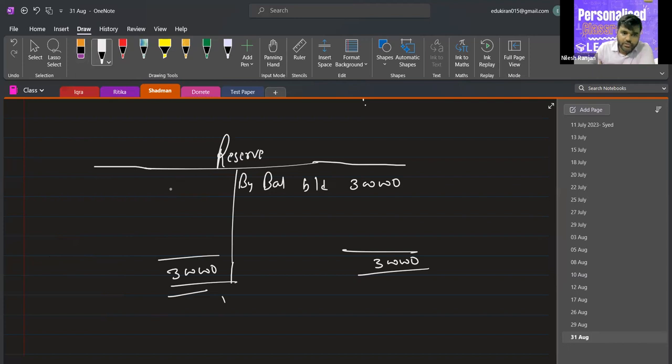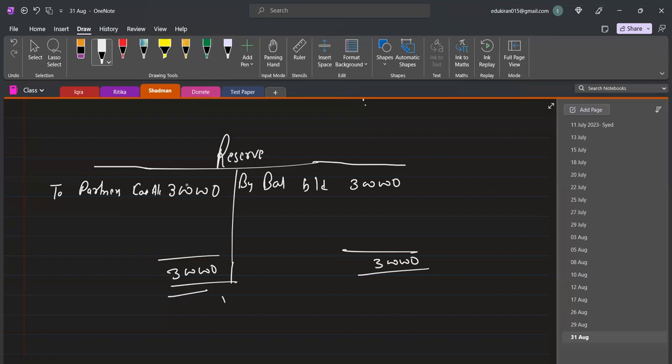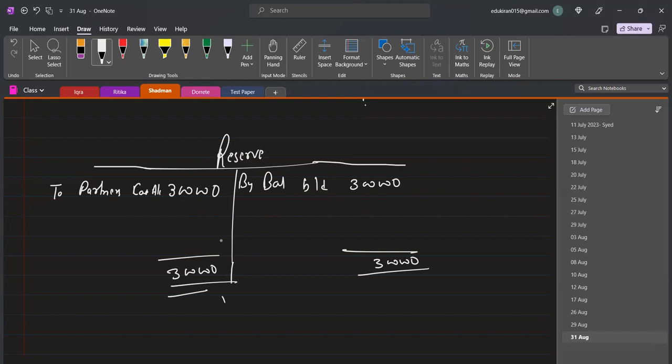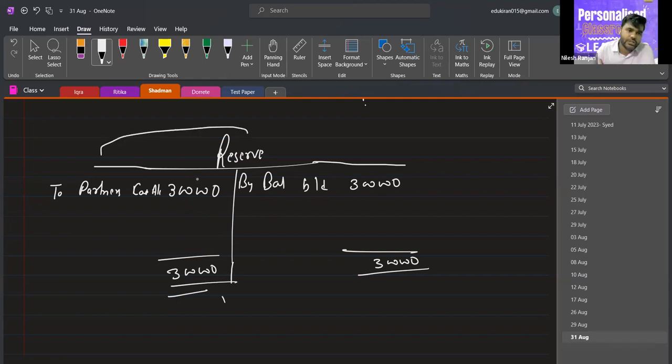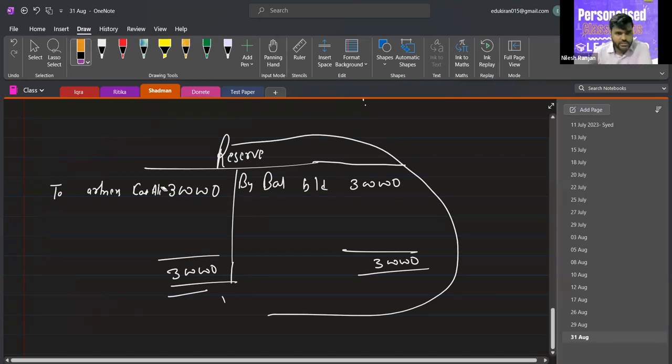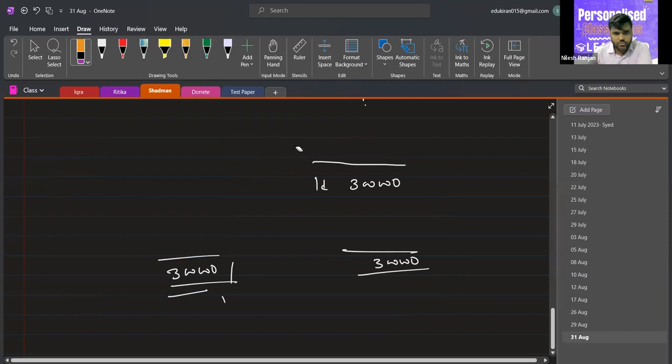What will we do? We will write here 3 lakh in the name of any other account. We cannot write balance. In this case, we have to distribute it between partners, so we will write to partners' capital. It means this 3 lakh of reserve is transferred to the capital account. And the account will be closed, because there is 3 lakh on both sides and there will be no balance. So this is what is done when an account is to be closed.